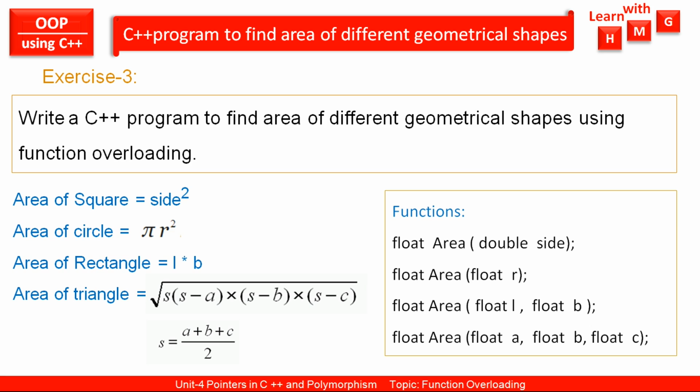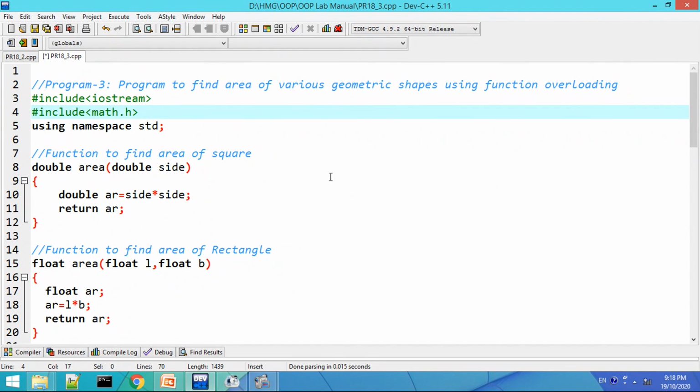Now I will demonstrate this particular C++ program using the Dev C++ compiler. This is the C++ program to find the area of various geometric shapes using function overloading. For that I will require two header files, that is iostream.h and math.h. Here I am going to consider four geometric shapes: square, rectangle, circle and triangle.